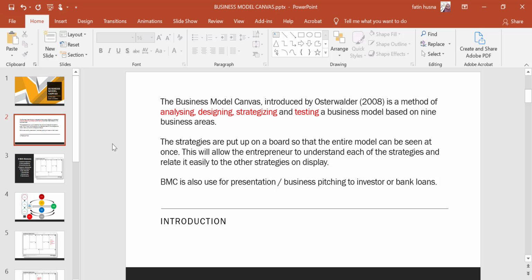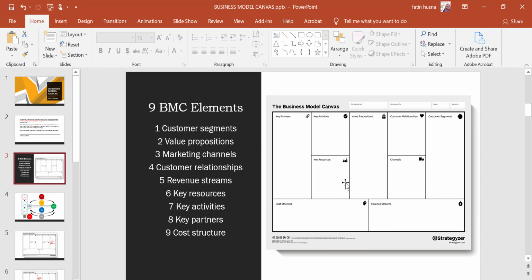So this is a BMC. What is actually a BMC? BMC was introduced by the author Osterwalder in 2008 to analyze, design, strategize, and test. So when you have the BMC, the entrepreneur can move around the strategy. Basically, the entrepreneur will put this BMC on a screen or whiteboard so that they can change it over time.